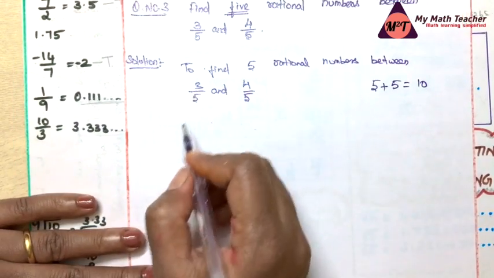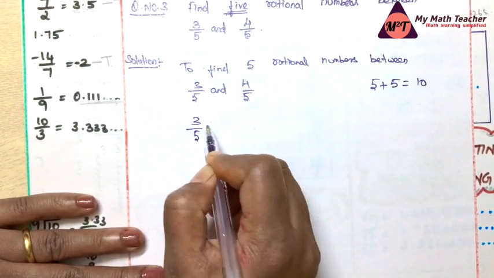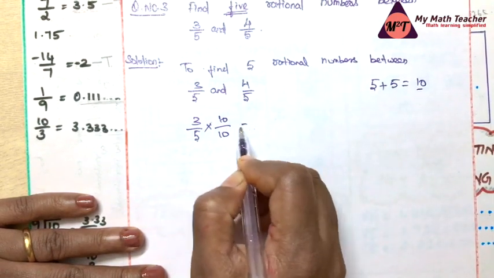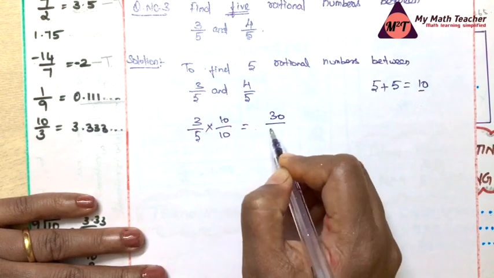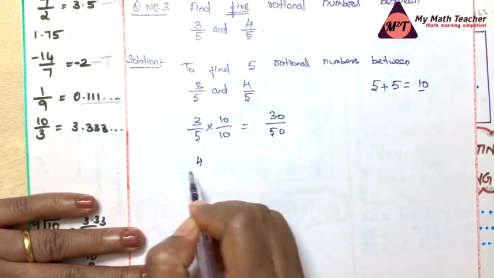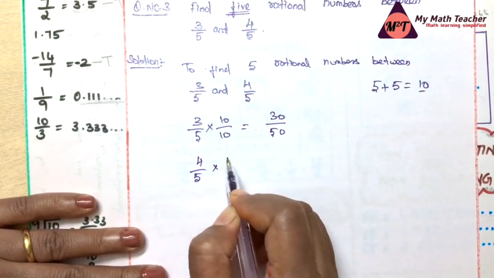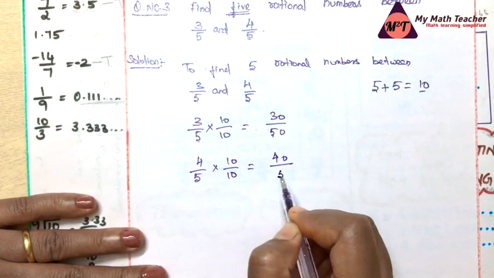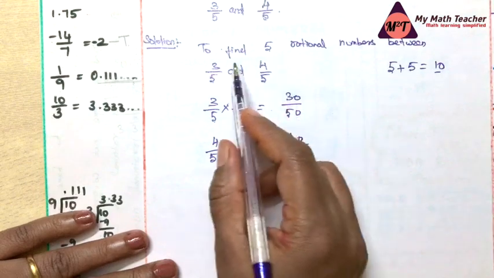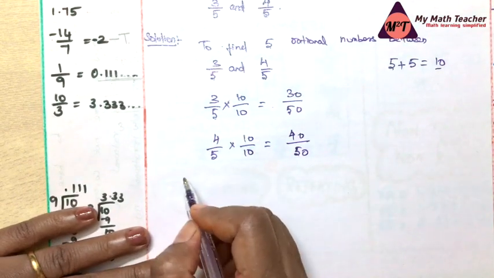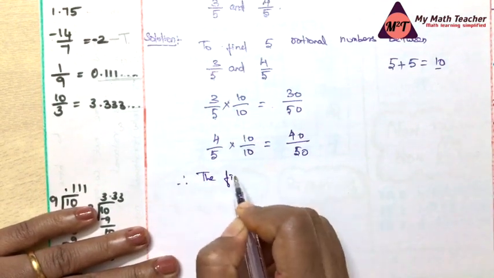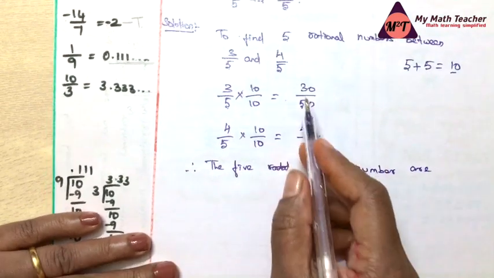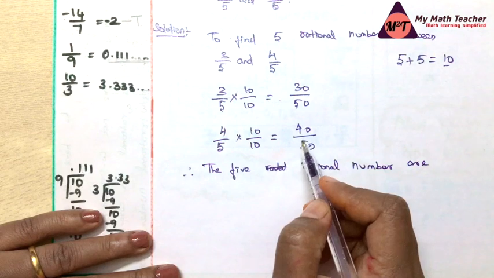So take the first one, 3 by 5, and multiply and divide by this number 10 by 10. I've got 30 by 50, right? The next one, 4 by 5, multiply and divide by 10, 40 by 50. So now we have to find 5 rational numbers in between 30 by 50 to 40 by 50.